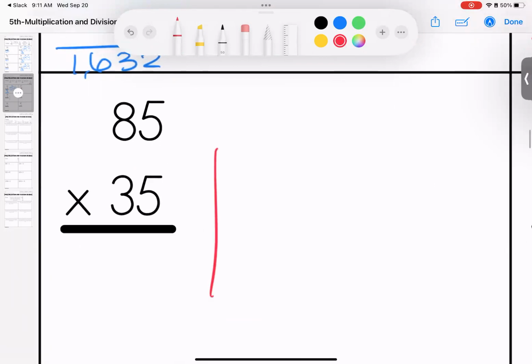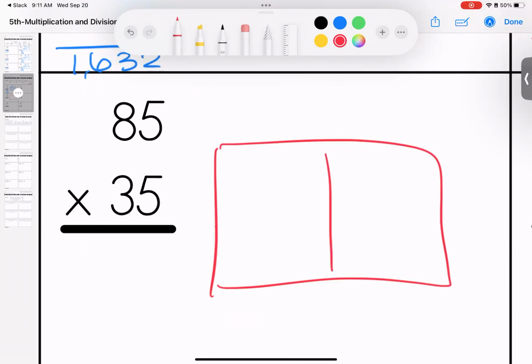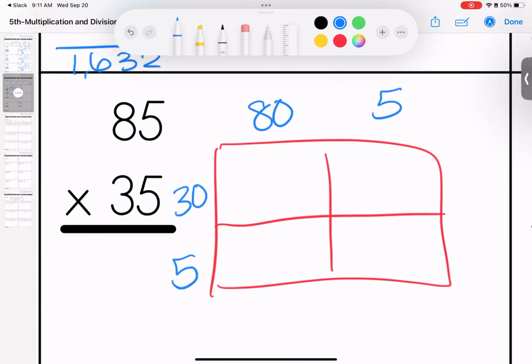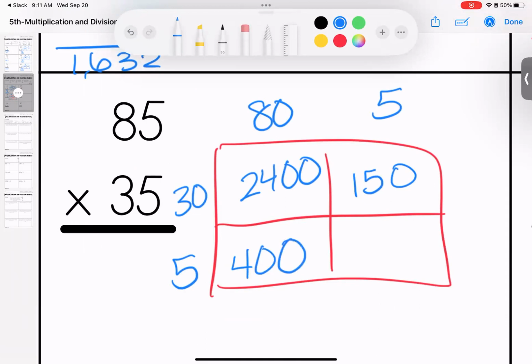Over here, 5 times 5. Oh, I need to box this. I almost did traditional. Got to keep it fair. 80 and 5, 30 and 5. 3 times 8 is 24, 2 zeros. 3 times 5 is 15, 1 0. 5 times 8 is 40 with a 0. 5 times 5 is 25.